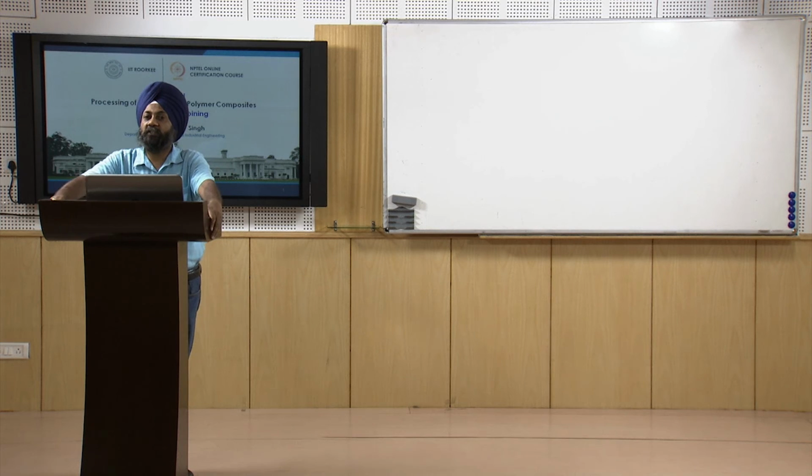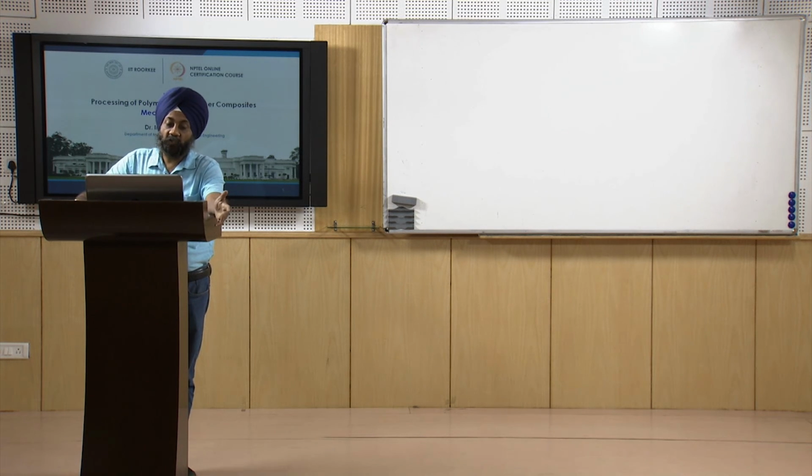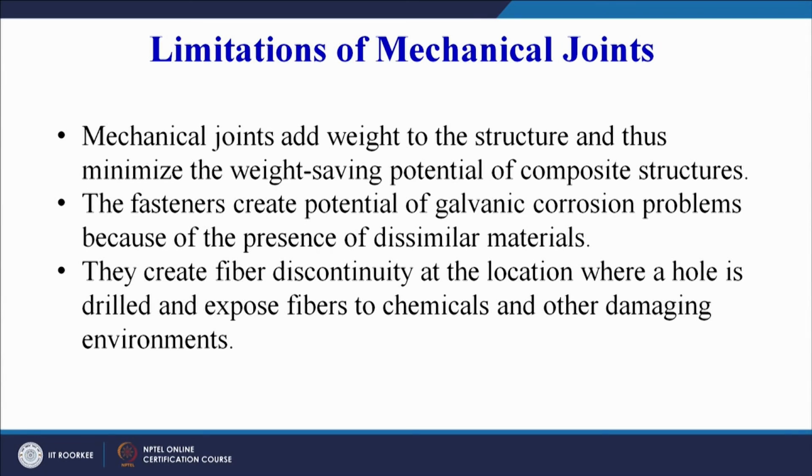Now, some of you may be wondering why not use a fastener also of the same material. That is also an important suggestion, maybe from your side, but making fasteners of composite material itself requires a very specialized method. Therefore, the standard fasteners which are available are mostly used for fastening the composite parts. I have already explained the first point, that is on your screen. Mechanical joints add weight to the structure and thus minimize the weight saving potential of the composite structures.